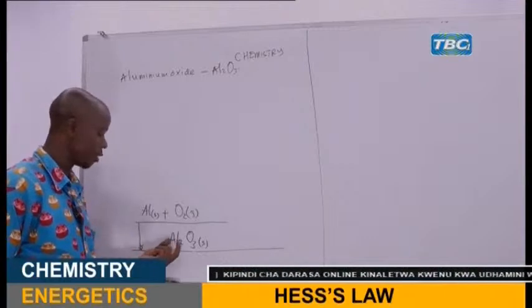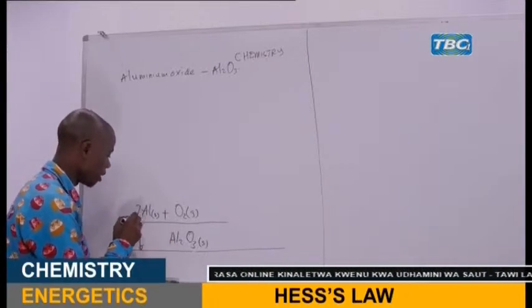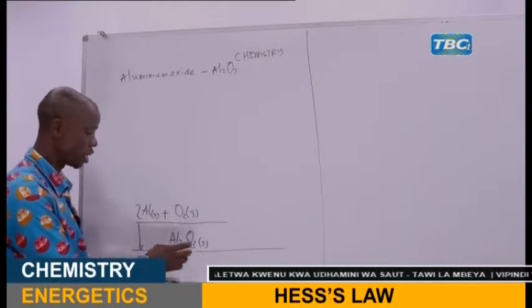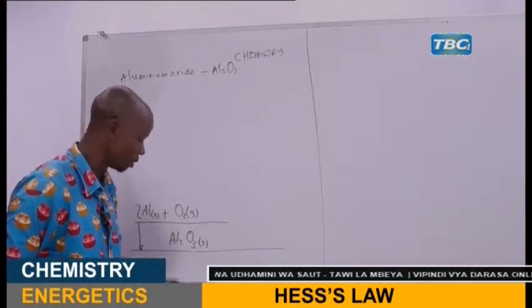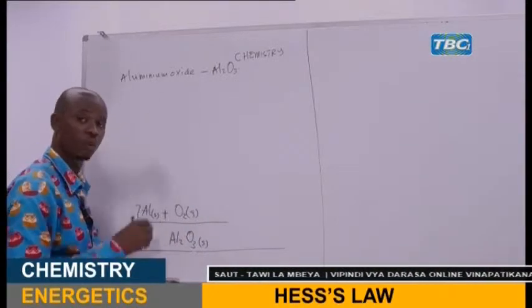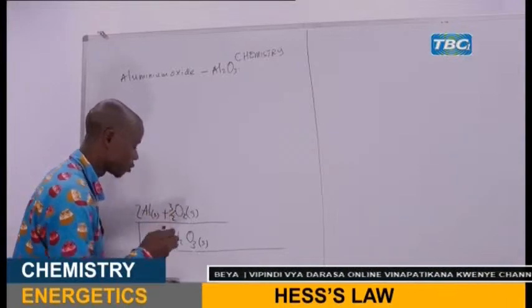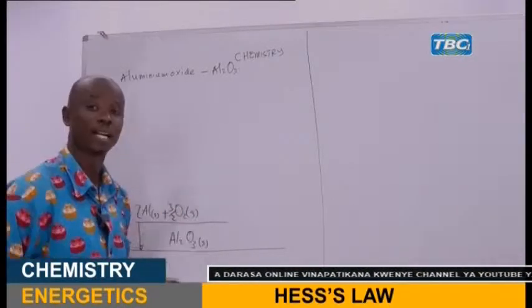When you balance, here we have 2 aluminium, so you put 2 aluminium here. And the oxygen, here we have 3 gaseous atoms of oxygen, and here we have 2. What you are going to do, you put 3/2 there. So the equation is balanced.